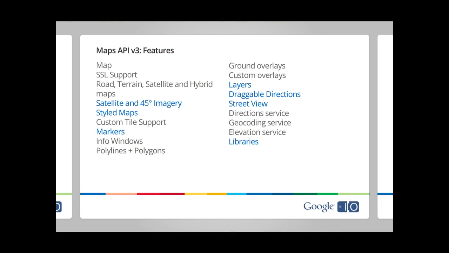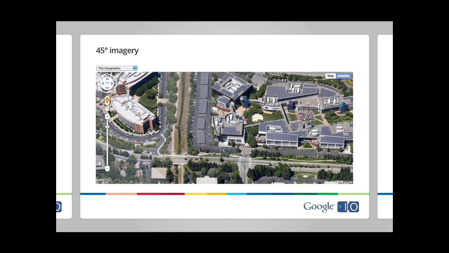The things in blue are some of the things that we're going to talk about today. As you can see, there's more to it than just a map and markers. You can do so much more with the Maps API. And the first thing I want to talk about is 45-degree imagery.